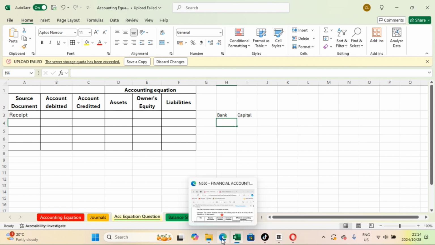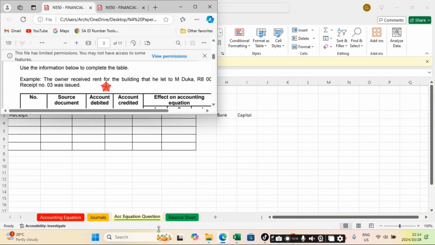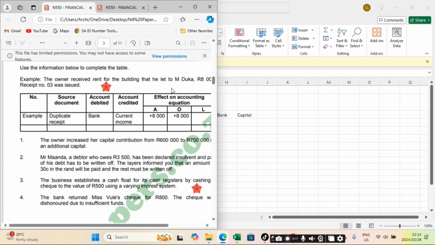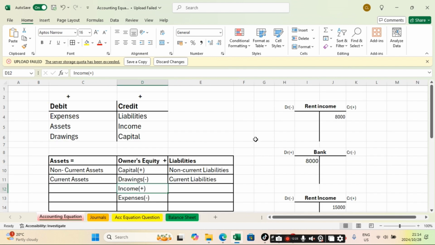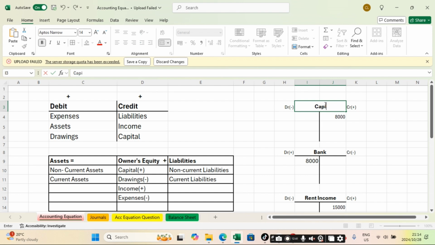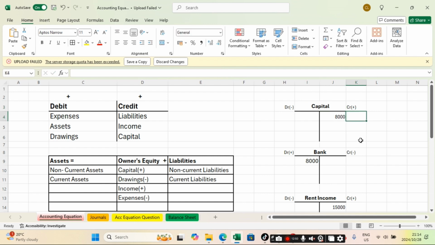So we need to know which account will be debited and which account will be credited. So now the bank, what's going to happen to our bank account? We have 2 accounts that will be affected: bank and capital. So the bank account, how is it going to be affected? Is there money coming in or money going out?